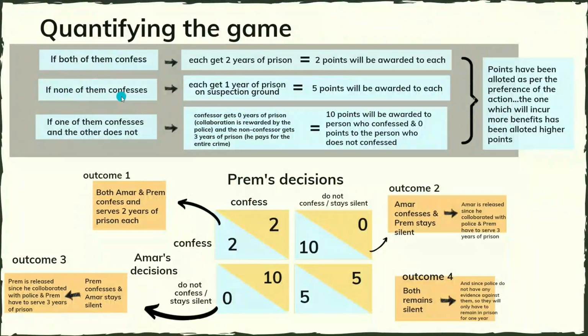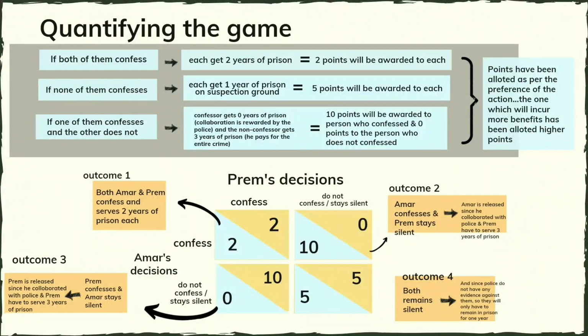Our second action, where none of them confesses and as a result each has to serve only 1 year in prison, will earn them 5 points each. And our third action, where one of the players betrays the other by confessing, hence collaborating with the police, that person will be set free and will be awarded 10 points. Whereas the other player who remains silent will have to spend 3 years in jail and will be awarded 0 points.